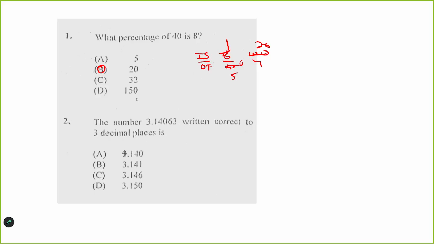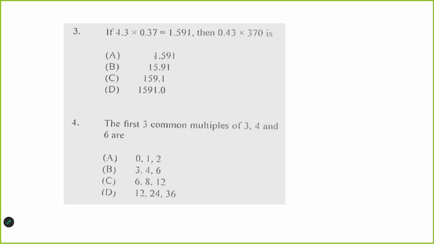This is our next repeated question. The answer is B, but let's do it. 3.14063. 1, 2, 3. Draw a line here. 6 is more than 5, so you add 1 to the 0, which is how you get 3.141. Right? Number 3, repeated question.